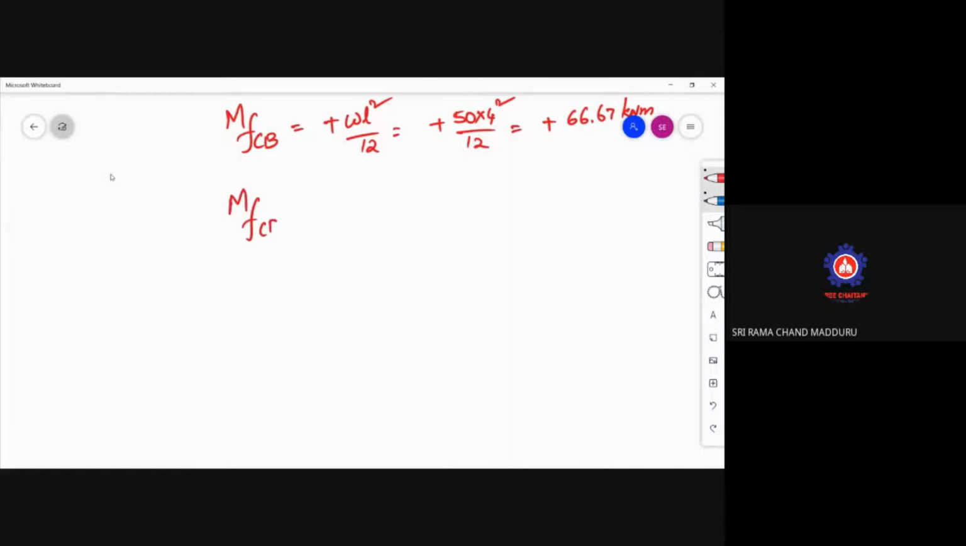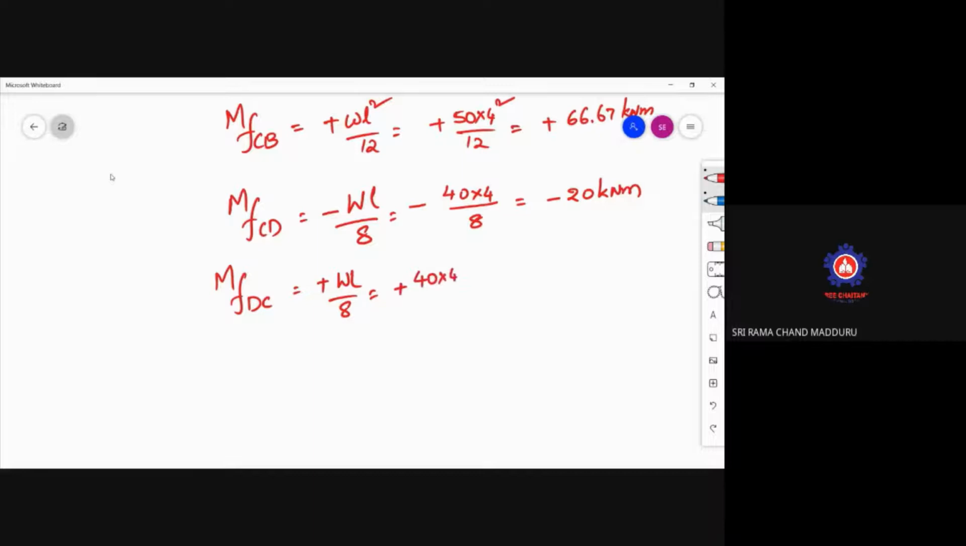And coming to MFCD, minus WL by 8, minus 40 into 4, the span, by 8, minus 20. MFDC is plus WL by 8, plus 40 into 4 by 8. So the fixed end moments are calculated, the rotational factors are calculated. Now we have to start analyzing our problem.